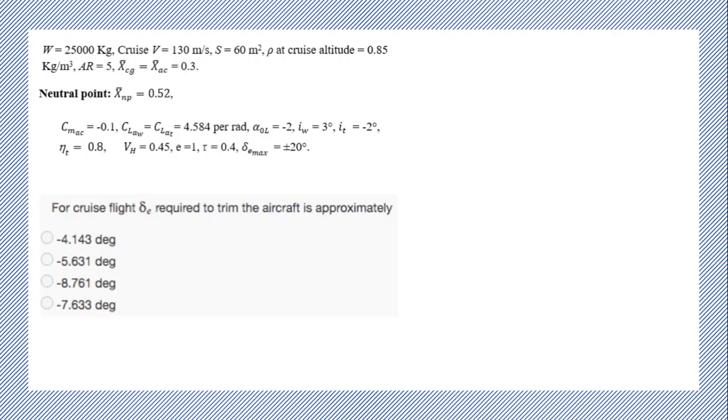Then for a cruise flight, the delta E required to trim the aircraft. Again, I'm not sure if this was dealt with, but since stability control was the prerequisite, you should have gone through it. I'll just write it down. So the elevator deflection required to trim the aircraft at a given CL. That formula we have with us. Delta E trim is delta E naught plus d delta E by dCL into CL trim, right? And they've asked you the delta E trim to trim the aircraft in cruise flight. So we calculated the cruise CL initially. So in our case, CL cruise equal to CL trim.